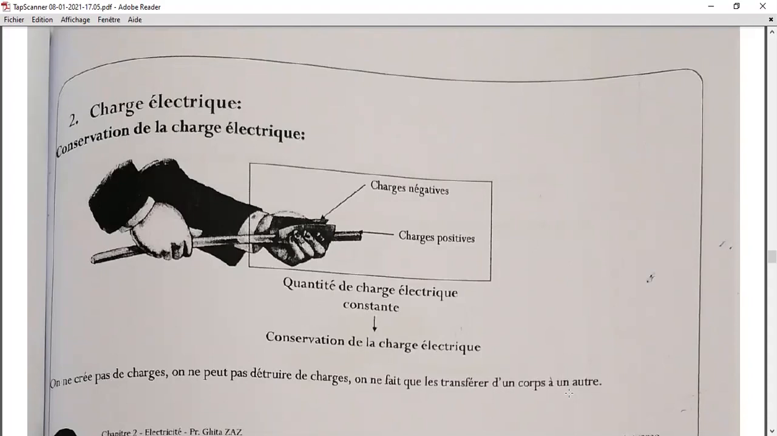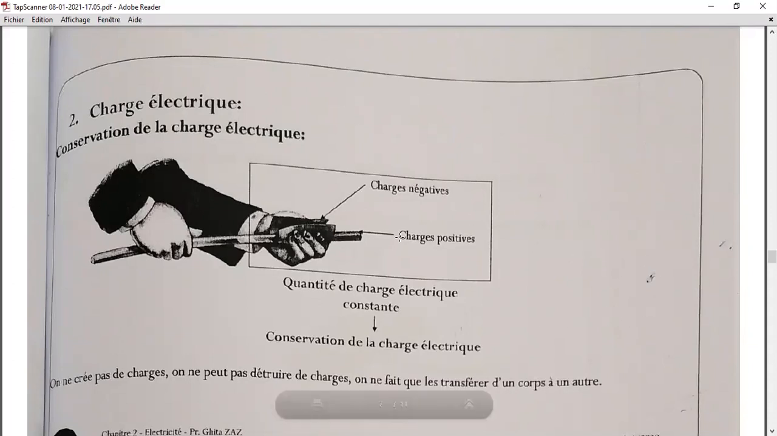There's no creation of charges. Charges are always there. That you should know. It's only the transfer from one material to another material. So you can never create charges, you can never destroy charges, but they are transferred from one form to another. The same thing with energy. You can never create energy, you can never destroy energy, it just transforms from one form to another.